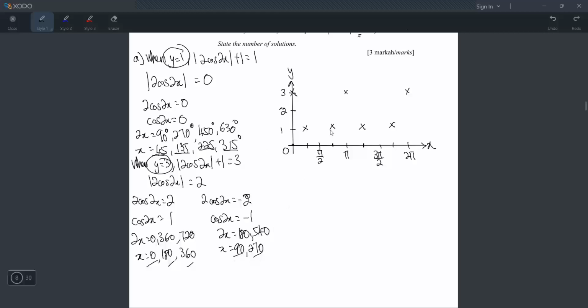And don't forget this also, 90, 270. This is also under this. So this is also when y equals 3. So 90 and then 270. Now we can draw the shape.